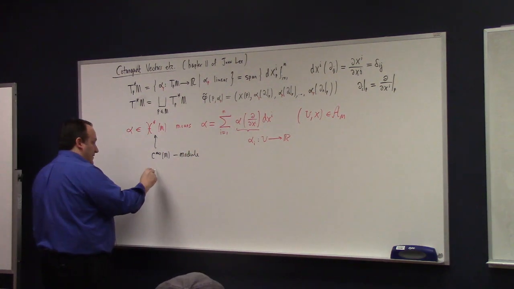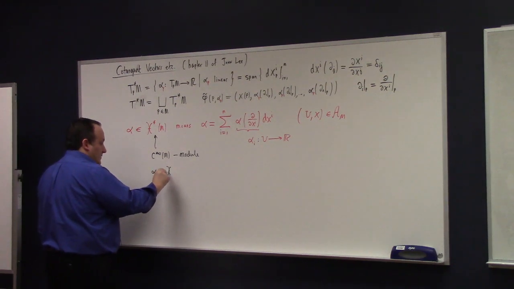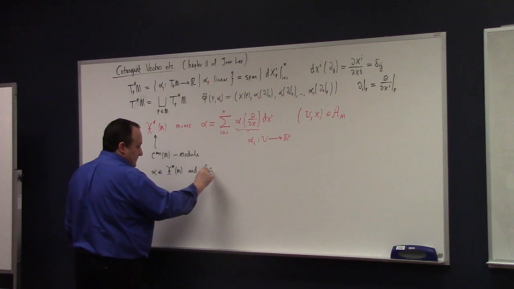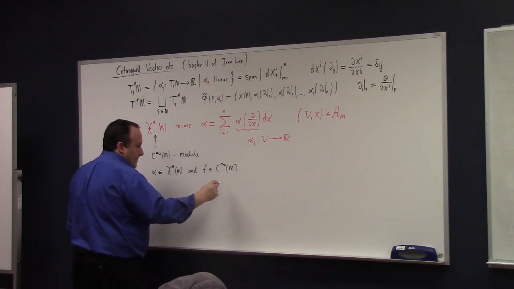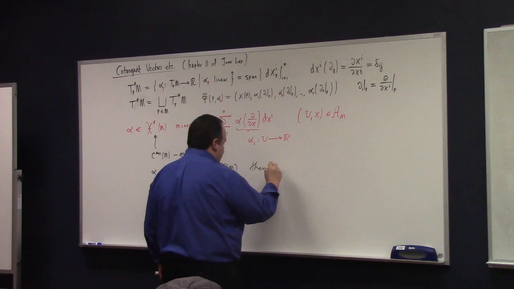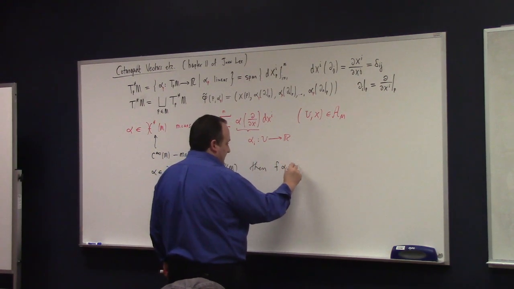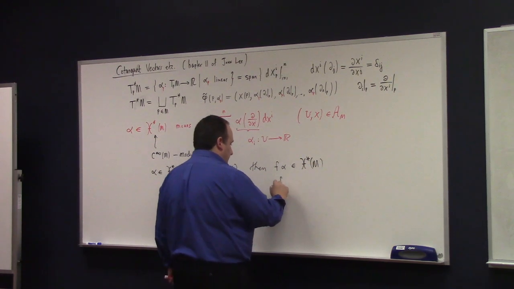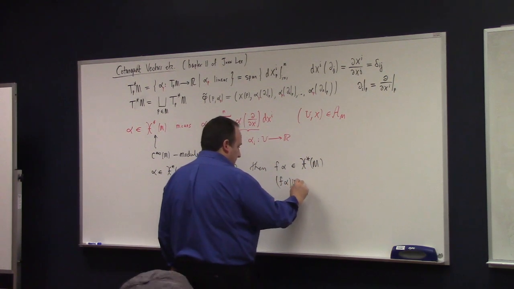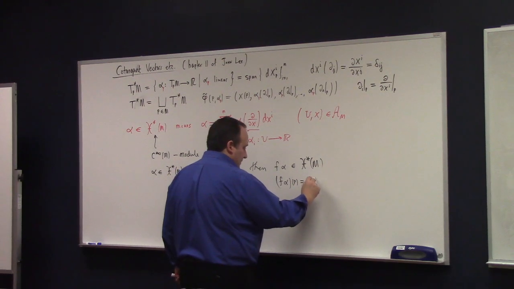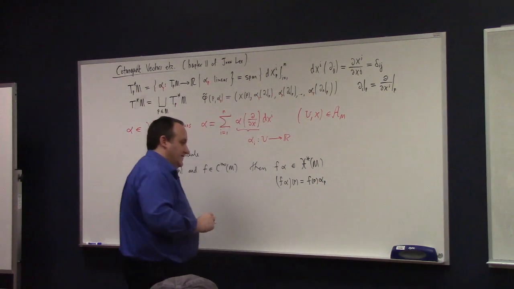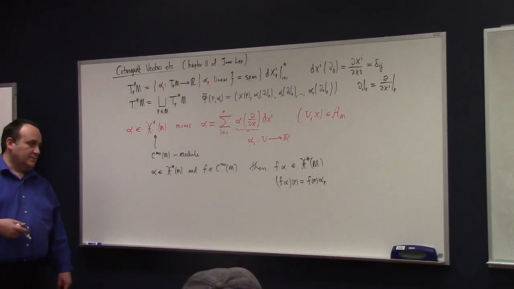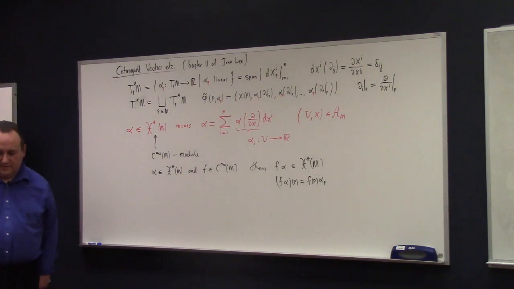In particular, if alpha is a covector field and f is a smooth function on the manifold, then f alpha is also a covector field. The value of f alpha at the point P is simply defined by f of P times alpha sub P. So it is a C infinity module.